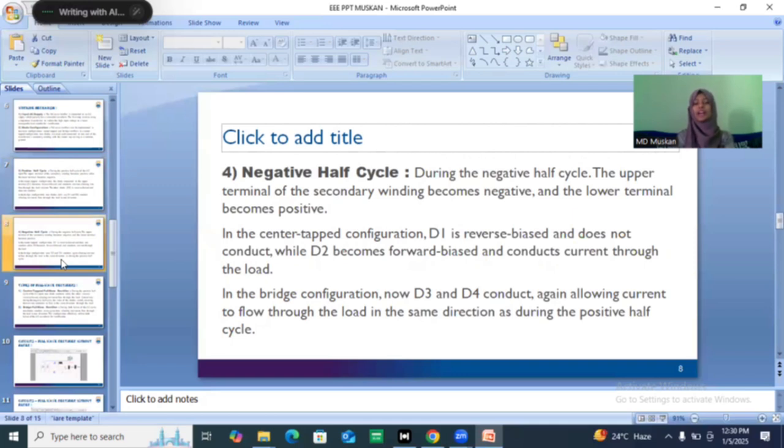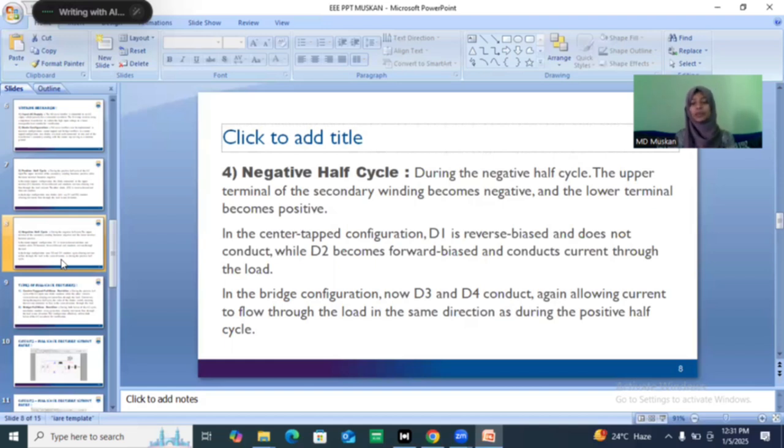Next, coming to the negative half cycle, it is slightly opposite to the positive half cycle. Here in the negative half cycle, the upper terminal of the secondary winding becomes negative and the lower terminal becomes positive. The upper terminal, which is negative, is reverse biased, whereas the lower terminal, which becomes positive, is forward biased. Here in the bridge rectification, D3 and D4 conduct, again allowing current to flow through the load in the same direction as during the positive half cycle.